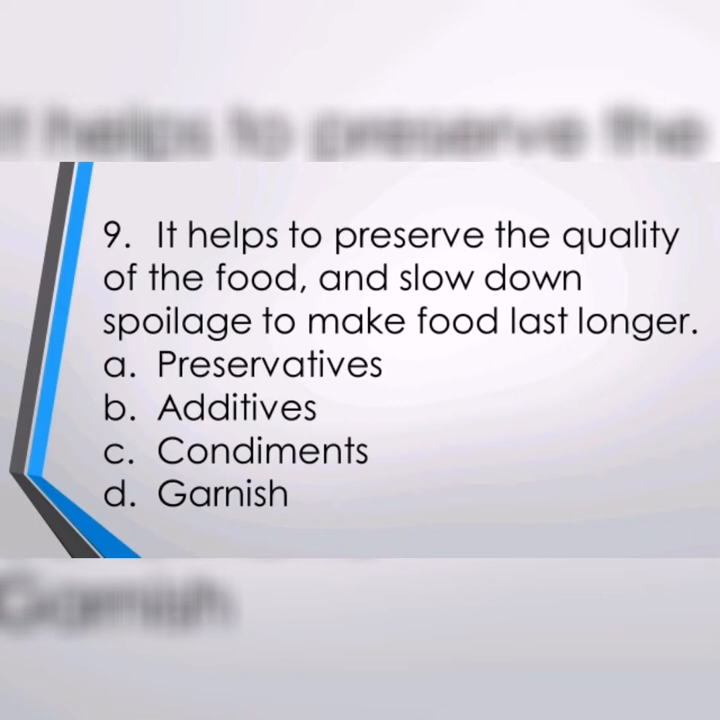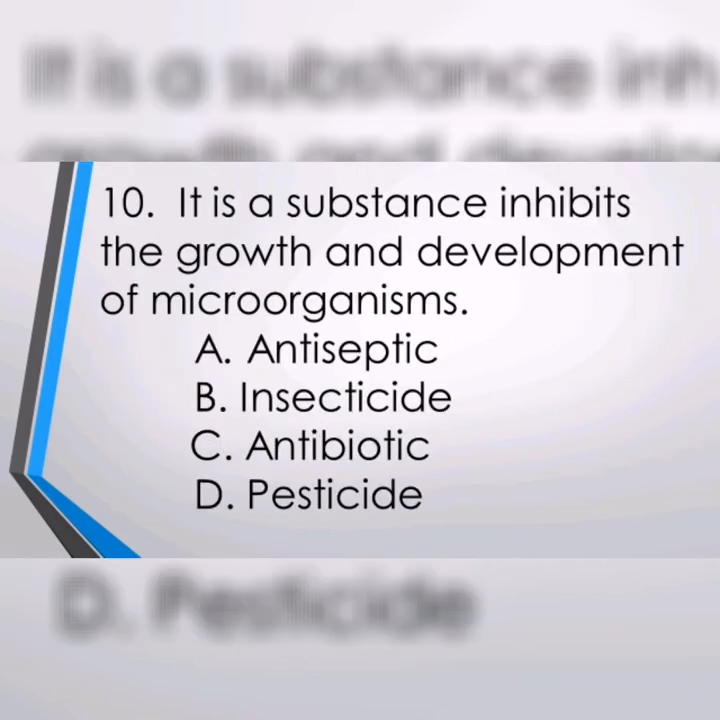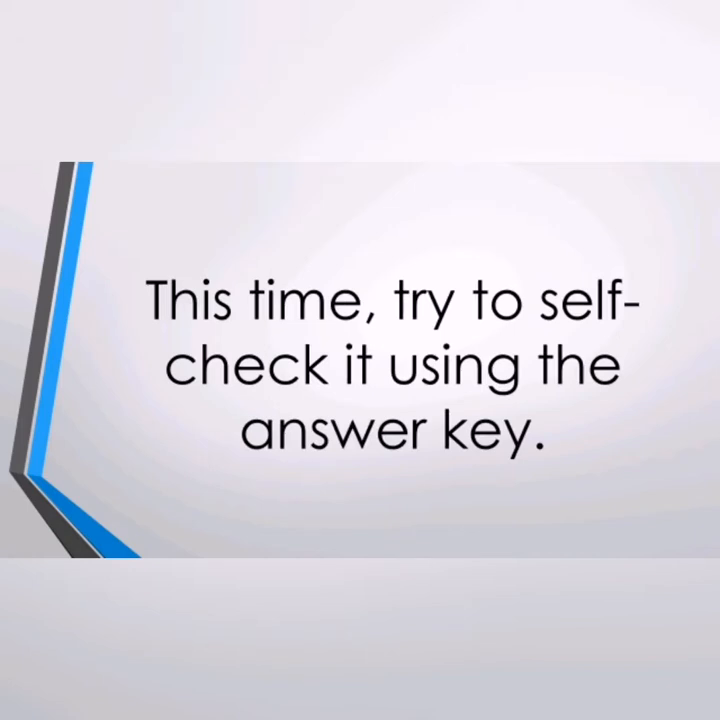9. It helps to preserve the quality of the food and slow down spoilage to make food last longer. A. Preservatives. B. Additives. C. Condiments. D. Garnish. 10. It is a substance that inhibits the growth and development of microorganisms. A. Antiseptic. B. Insecticide. C. Antibiotic. D. Pesticide. This time, try to self-check it using the answer key.